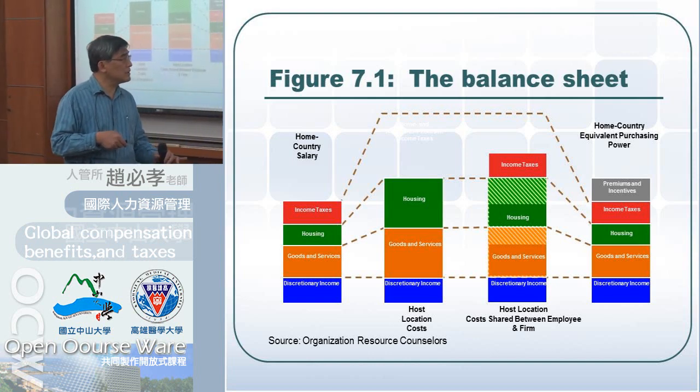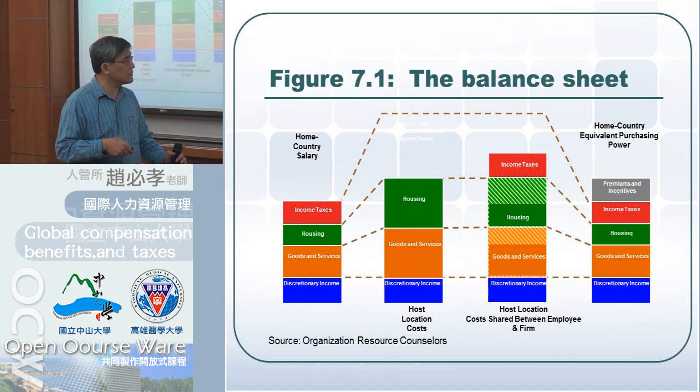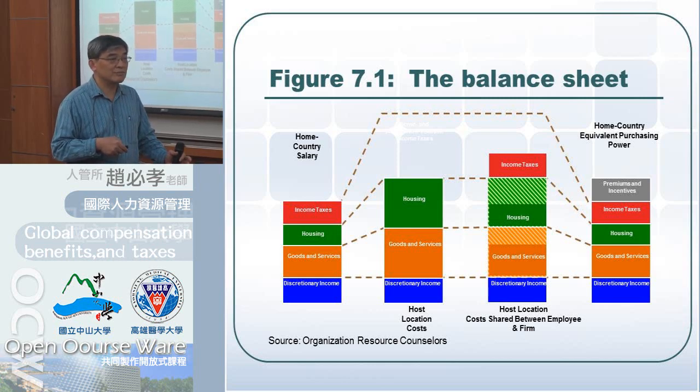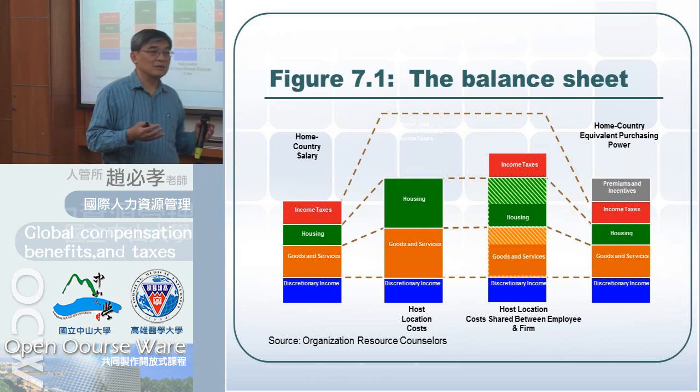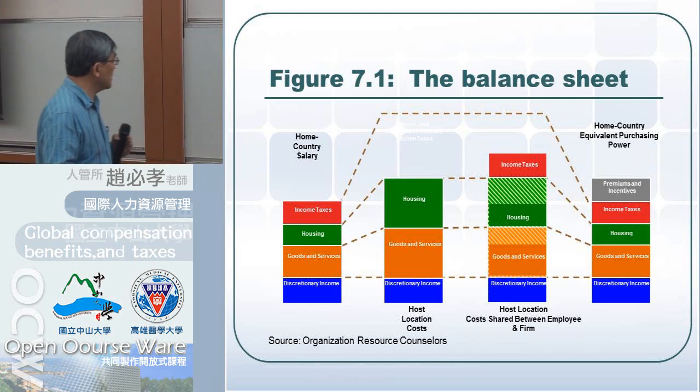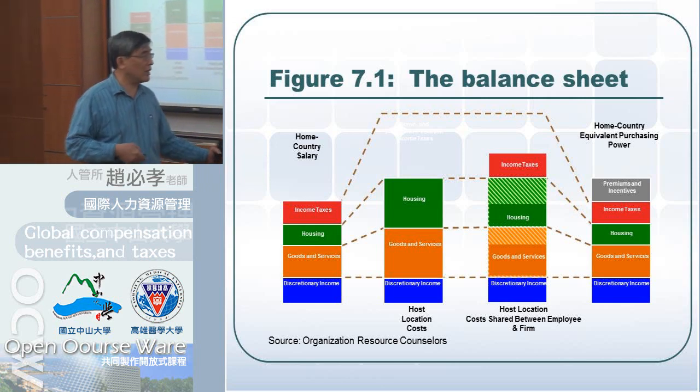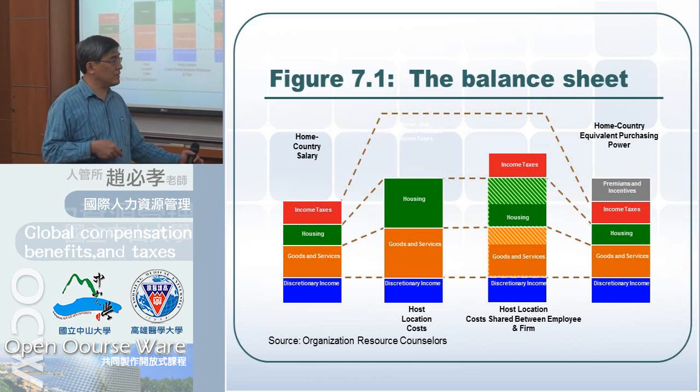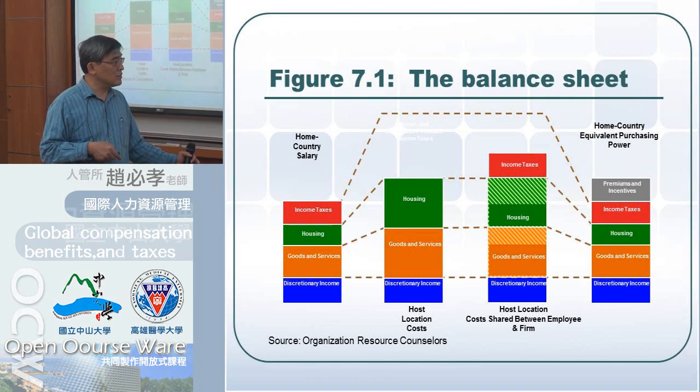When you stay in the home country, this is your salary, the income tax, the housing, goods and services, and discretionary income. So when you go to China, the whole location cost, if you want to keep the same living standard, the housing is very expensive. You know why? Because you want good security. So the housing in Shanghai is very expensive. And goods and services, if you want to keep the same standard as the home country, cost a lot.